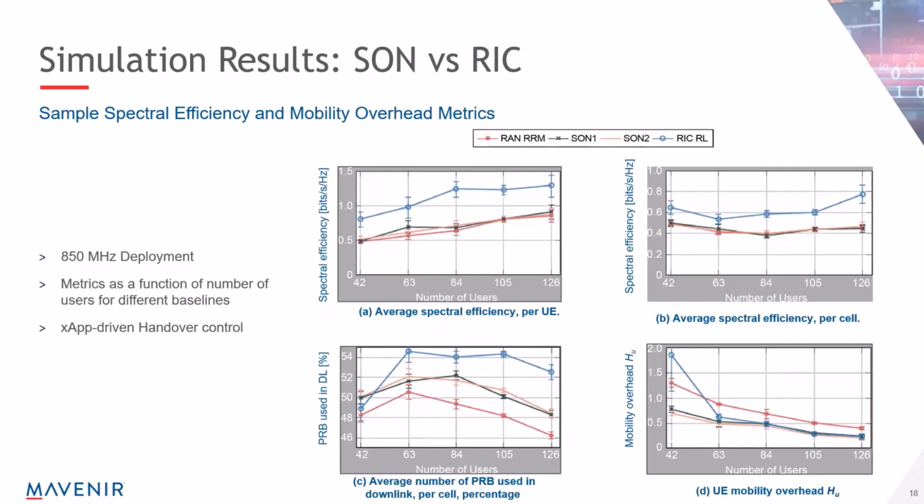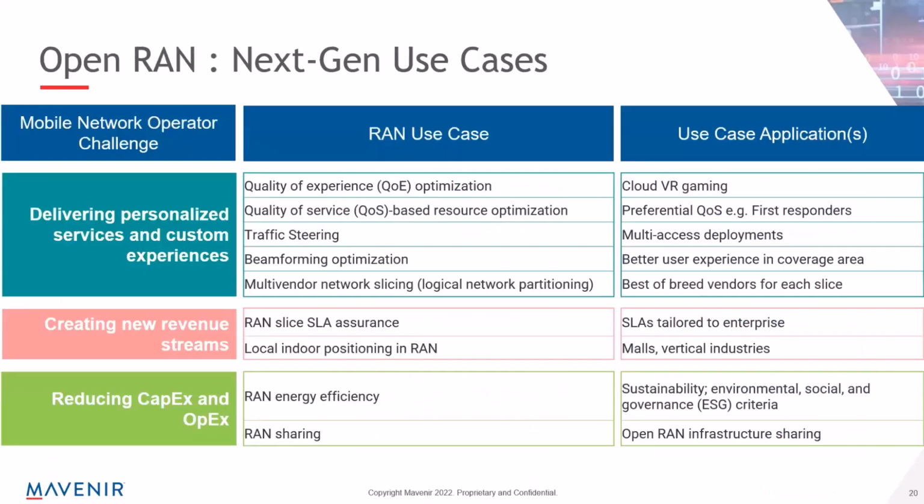So you can see some of the downlink PRB usage, as well as the spectral efficiency and the UE mobility overhead. These are only a few different areas that we have tested or simulated, but we are seeing very promising results towards the future. As we discussed, what we're seeing is a very initial use case, especially the SON based features or the few xApp based features that are available today in the market.